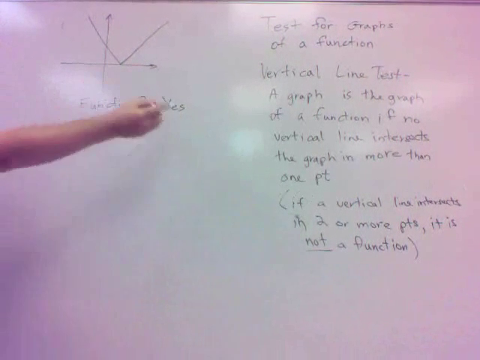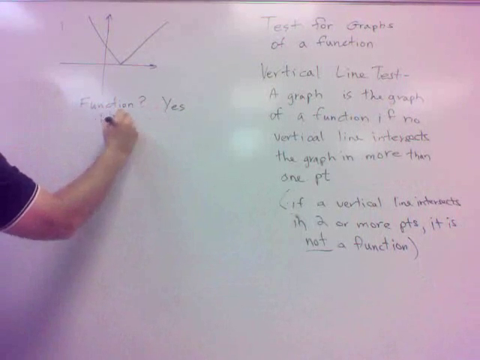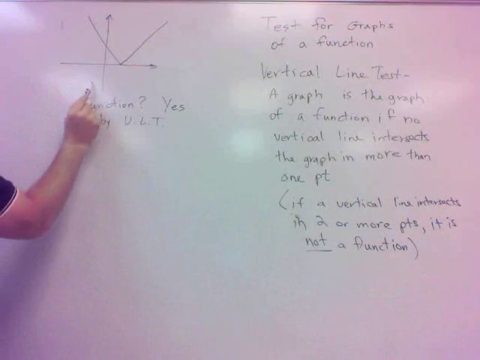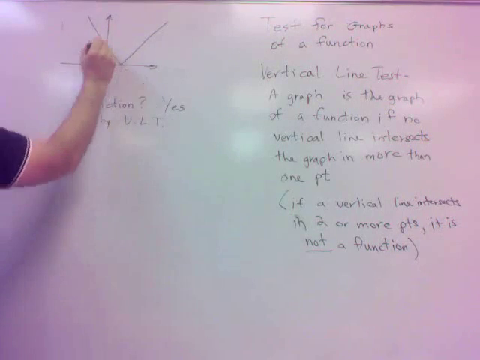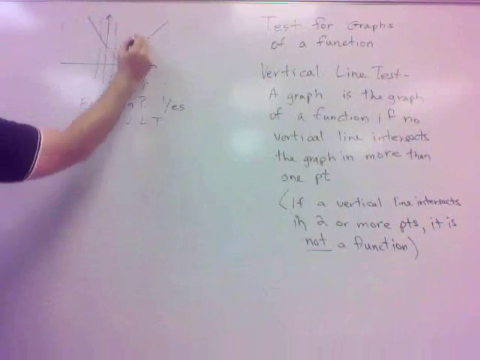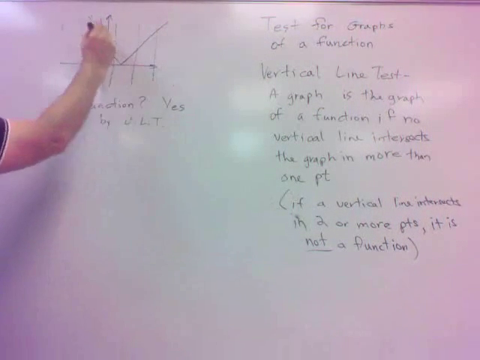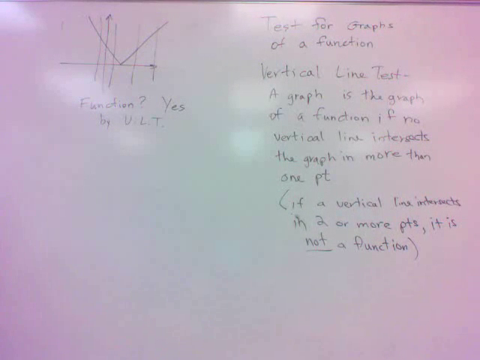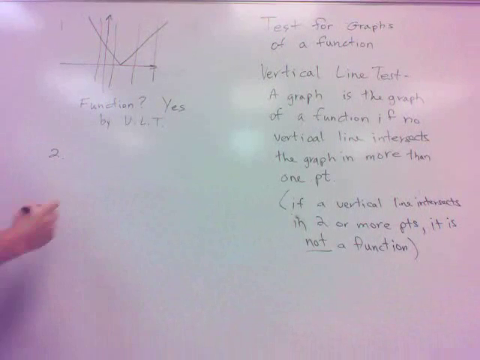Well, again, the vertical line test, VLT. Because if I draw vertical lines anywhere on this graph, here, here, here, here, it's intersecting in one point only. It doesn't violate the vertical line test as far as points go. So by the vertical line test, it hits only one point. All right, number two, though, let's look at that one.